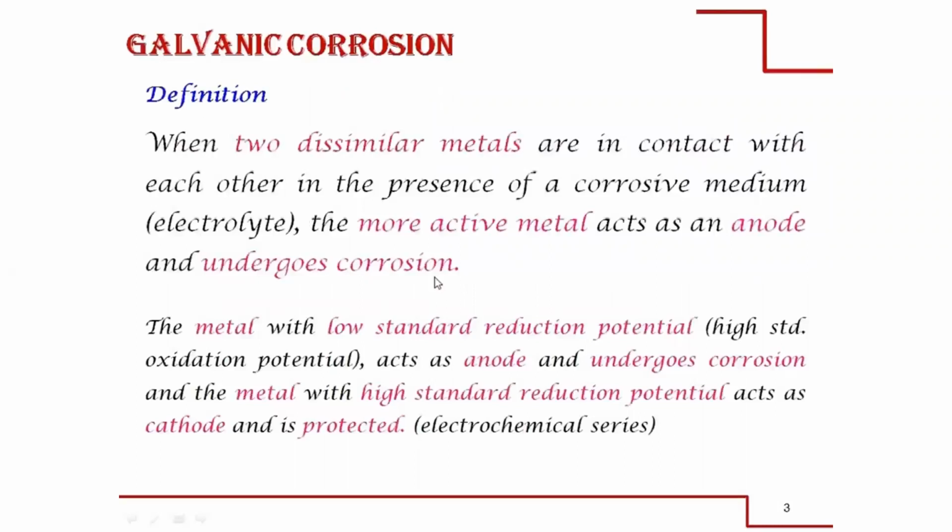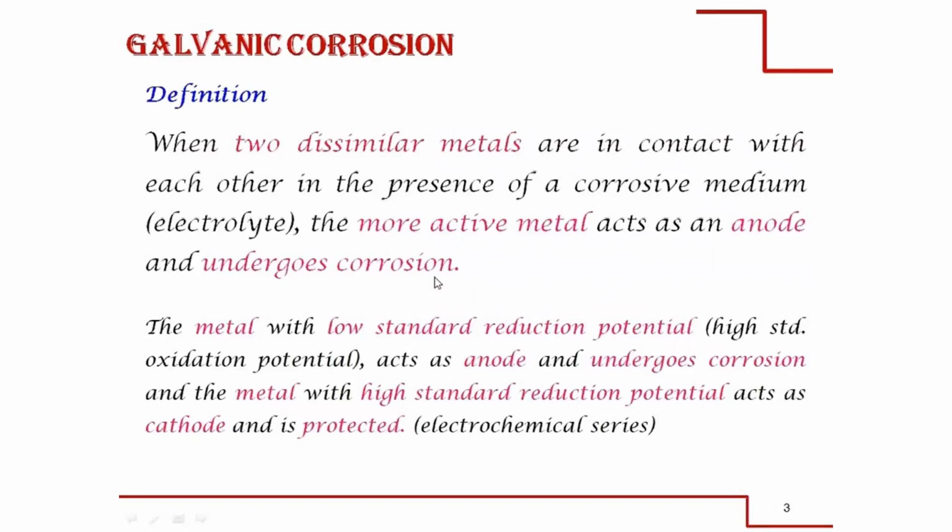Before going to this method, we need to understand what is galvanic corrosion. Now, all of you are familiar with this galvanic corrosion, so I'll explain it briefly. When two dissimilar metals are in contact with each other in the presence of a corrosive medium, the more active metal acts as anode and undergoes corrosion.